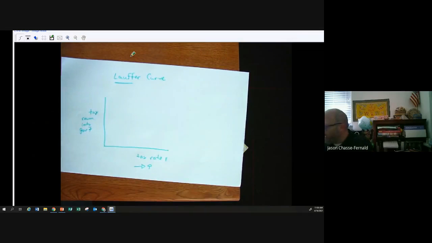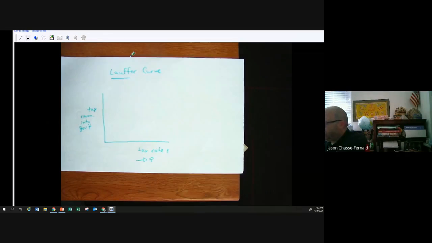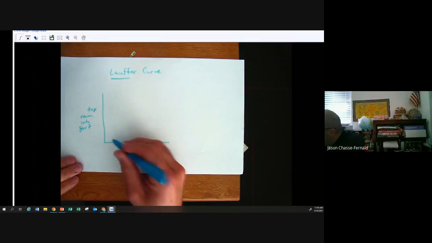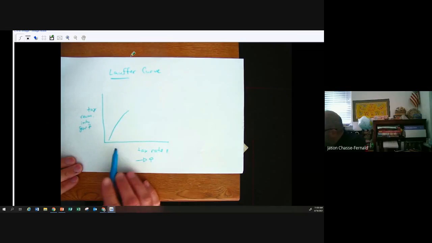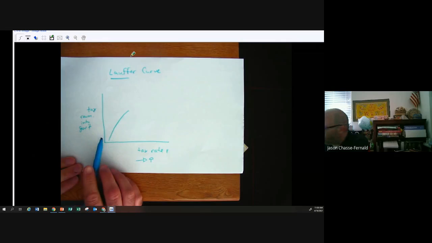And so what the Laffer curve says, and I probably should go to an economics website to make sure what I'm saying is right, but whatever, I'm going to just wing this. What the Laffer curve says is that as tax rates increase, the amount of revenue coming into a government will increase. So as tax rates increase, the amount of money being generated by the government will increase.